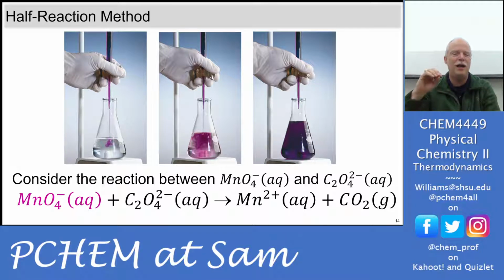If you put permanganate into oxalate, the color disappears because it's reacting with the oxalate and the permanganate's destroyed, and we end up with this manganese ion, which is colorless. And it bubbles too, you get the little CO2 gas. But once we run out of oxalate, then the next drop of permanganate turns it purple. And you say, oh, we're done.